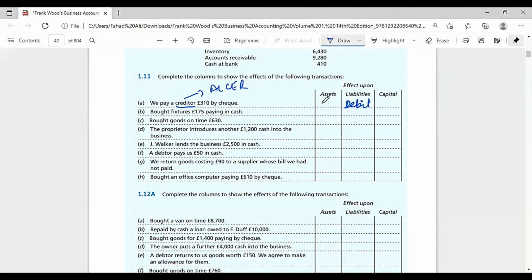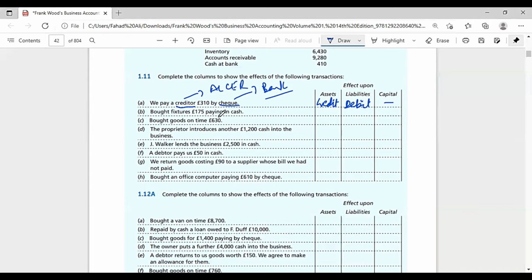Okay. And if we talk about assets, is there any asset in this transaction? Is it an asset? Check. Check is bank. Okay. So credit is bank. So the asset is bank, and we credit it because it's decreasing. Yes, it's decreasing.